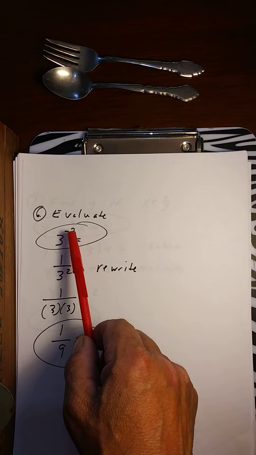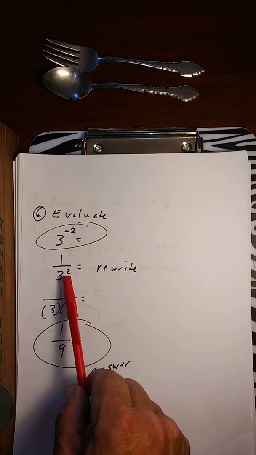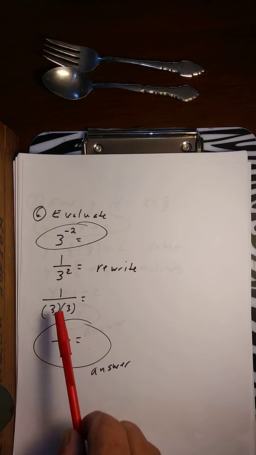Evaluate 3 to the negative 2 power. Rewrite this as a positive exponent, 1 over 3 to the 2 power. 3 to the 2 power means 3 times 3, so 1 over 9.